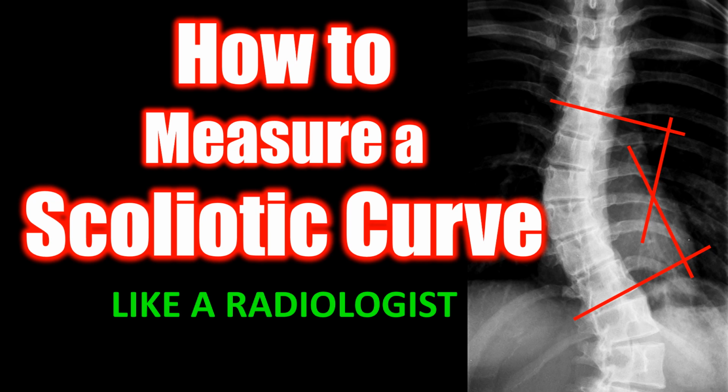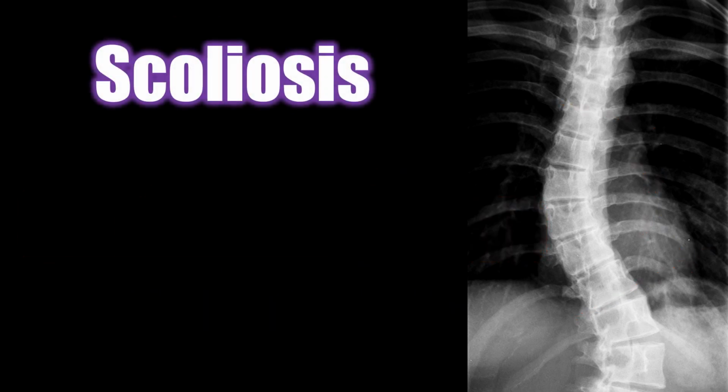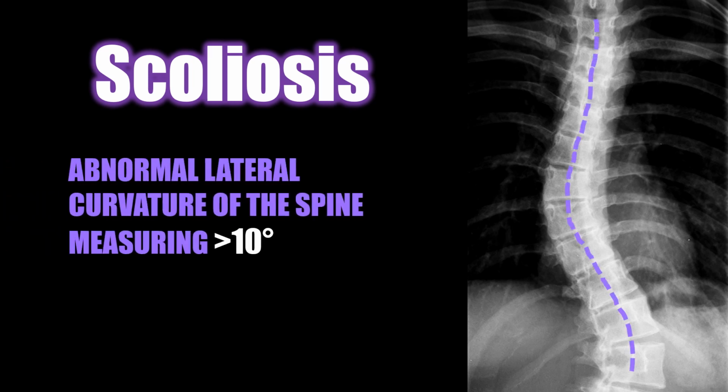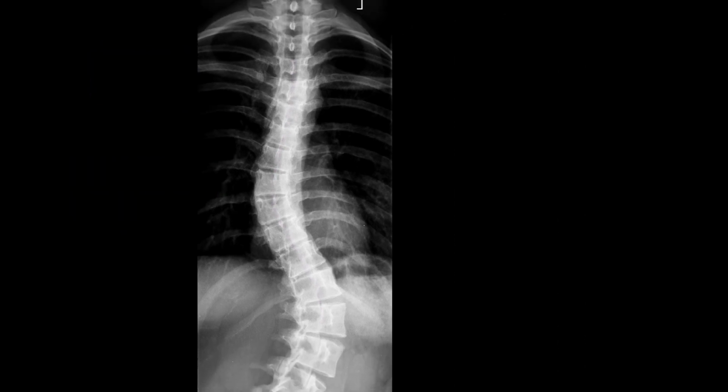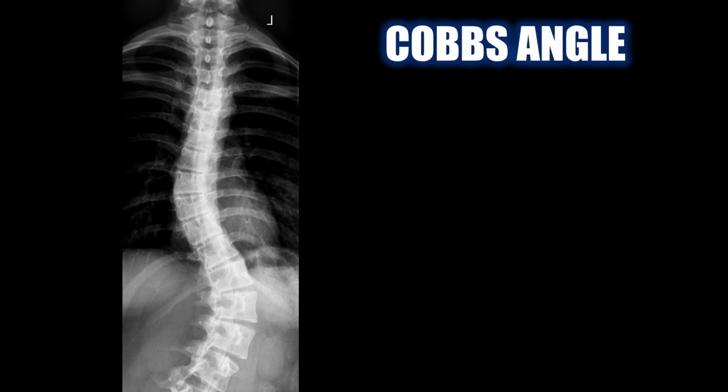In this video we're going to learn how to measure a scoliotic curve like a radiologist. Scoliosis is an abnormal lateral curvature of the spine measuring greater than 10 degrees and typically appears as an S or a C shape when viewed from the front. The most common method of measurement of a scoliotic curve is Cobb's angle. Here's how to measure Cobb's angle.